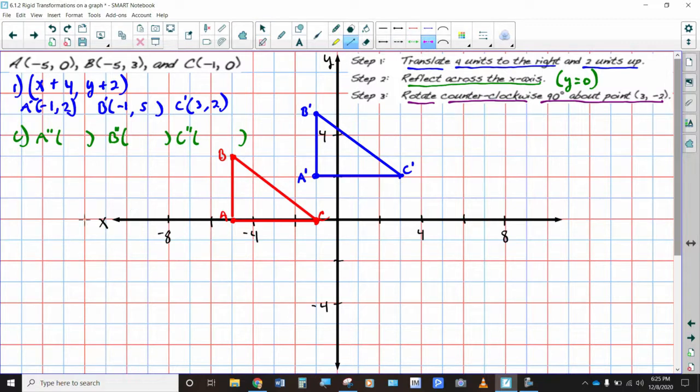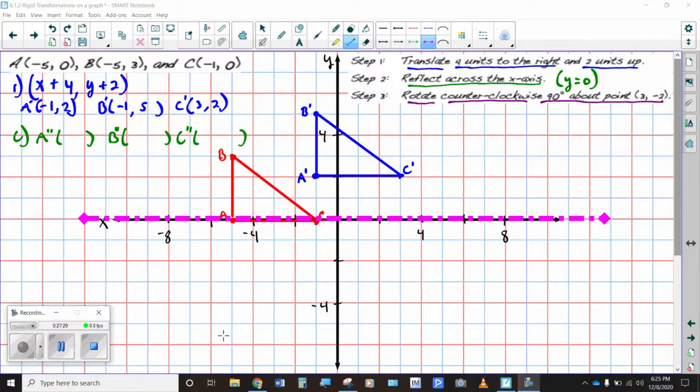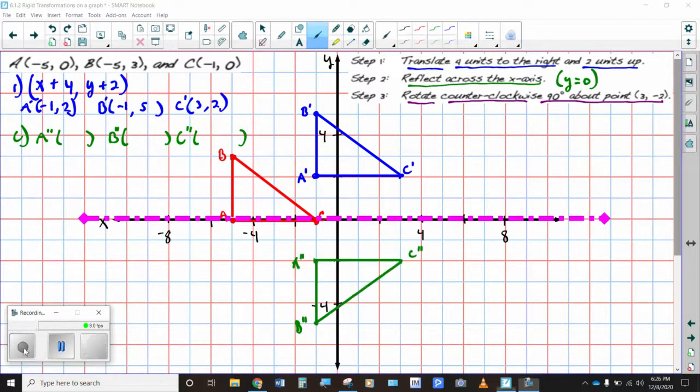Okay? So go ahead. This is our line of reflection. It is the x-axis. Every one of these points, however many units it takes you to get there, that's how many units you're going to go across. So go ahead, pause the video, and see if you can create that reflection, and identify what the coordinates are of each one of the points after you do that.